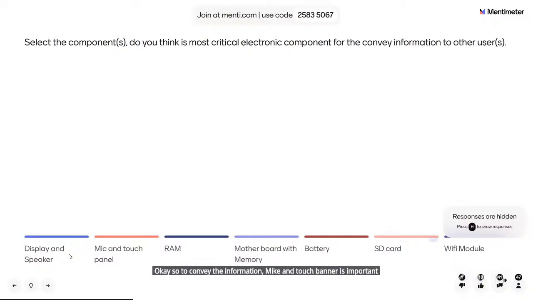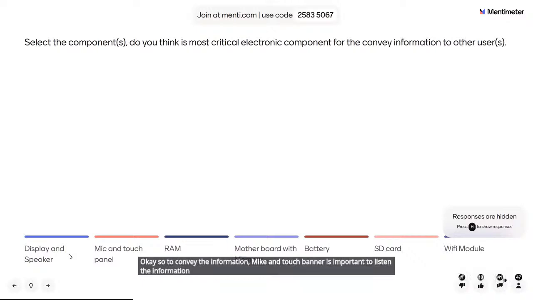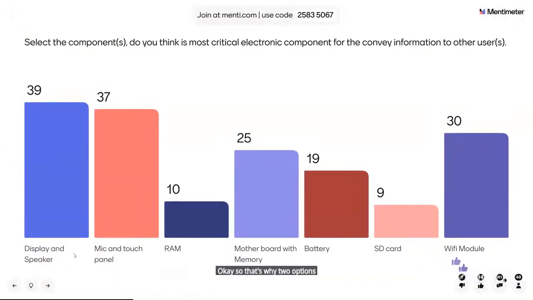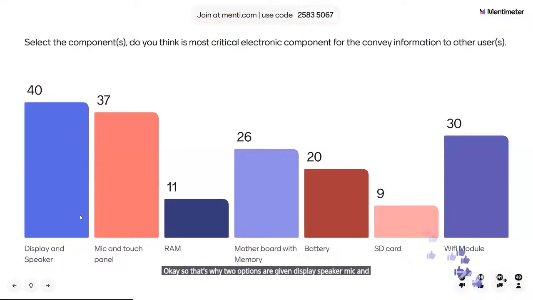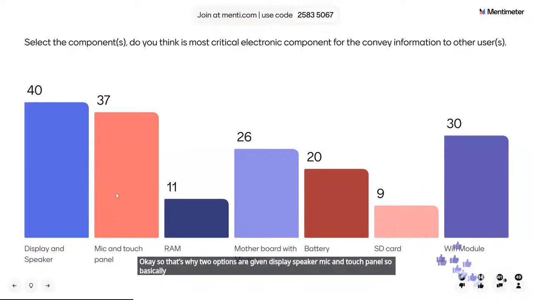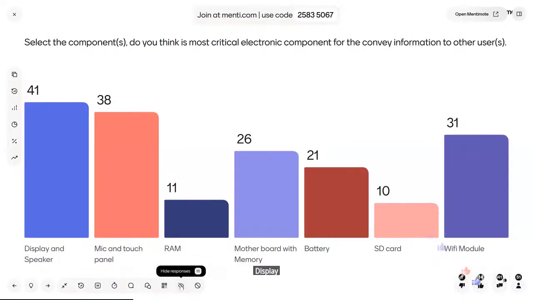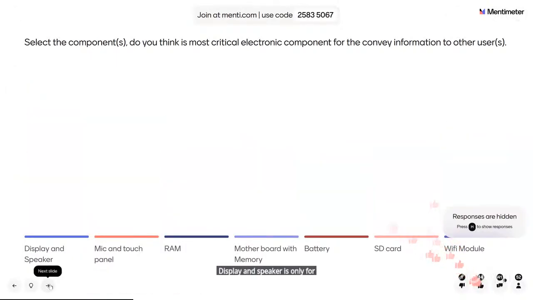To listen to the information from the other end, display and speaker are important. That's why two options are given: display and speaker, and mic and touch panel. So basically, mic and touch panel are only used for conveying information. Display and speaker are only for getting information.